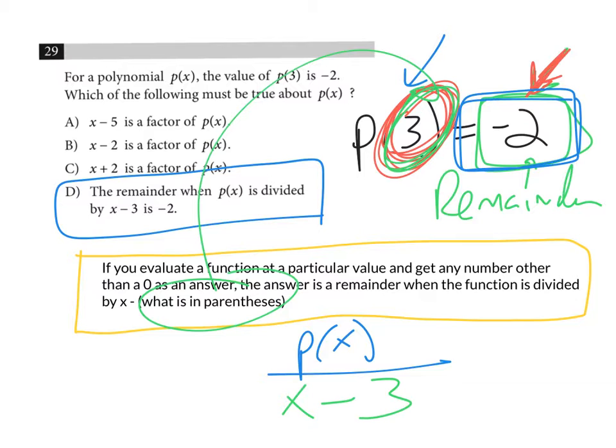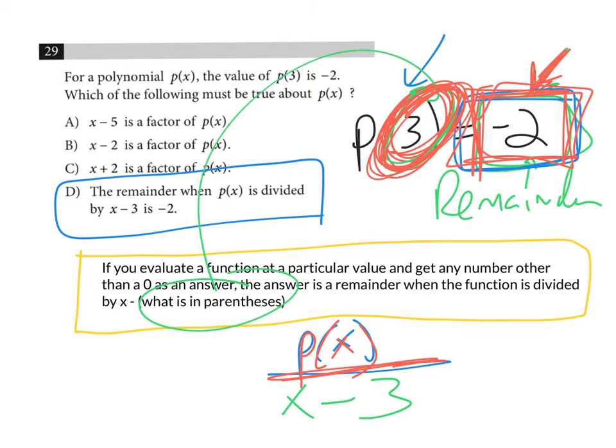So if I take this mysterious p of x function, which they don't even give you, but they don't really need to give you, if I take that function and divide it by x minus, in this case 3, because I'm evaluating p of 3, then the answer that you get, -2, is the remainder. And this is going to be something that you're going to be learning very, very early in your pre-calculus math course next year.